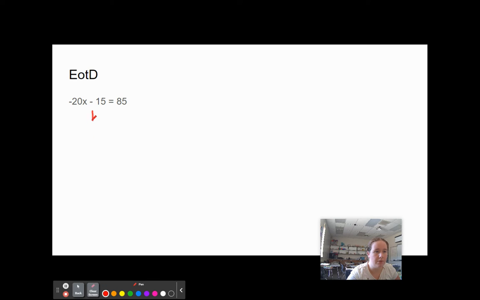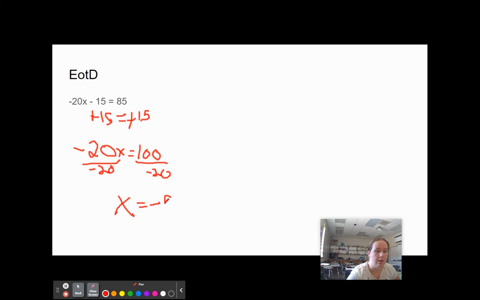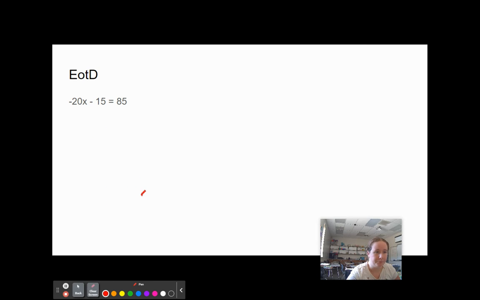Okie dokie. So the first thing we need to do is add 15 to both sides. I am typing on a computer, so excuse my handwriting, please. So now I got negative 20x equals 100. After that, we divide both sides by negative 20. Then you get x equals negative 5. Booyah.